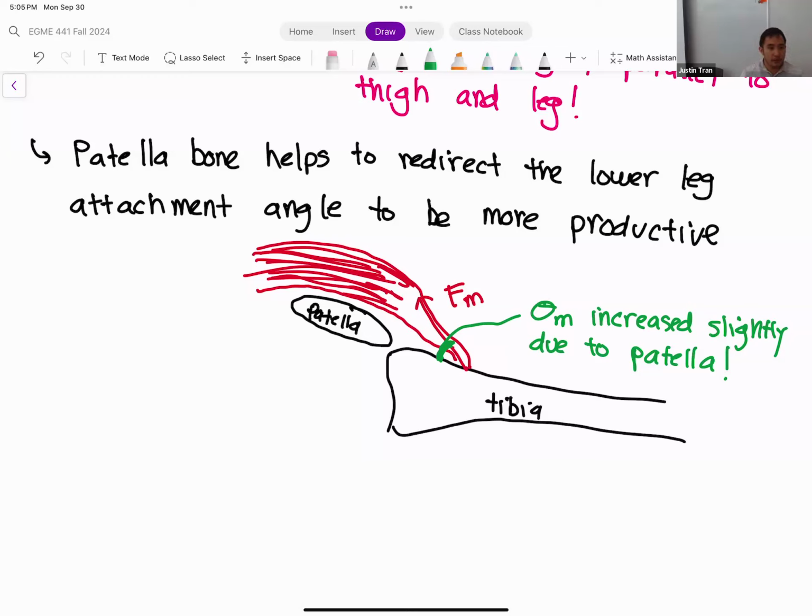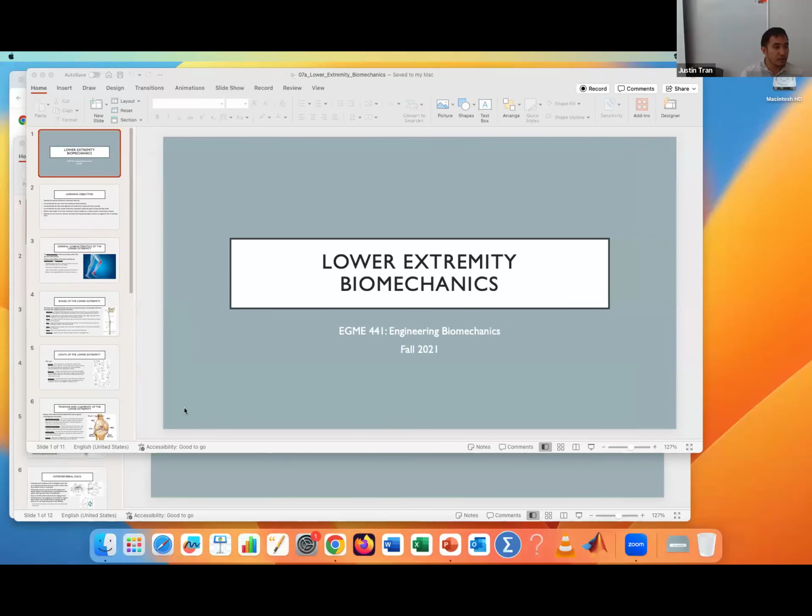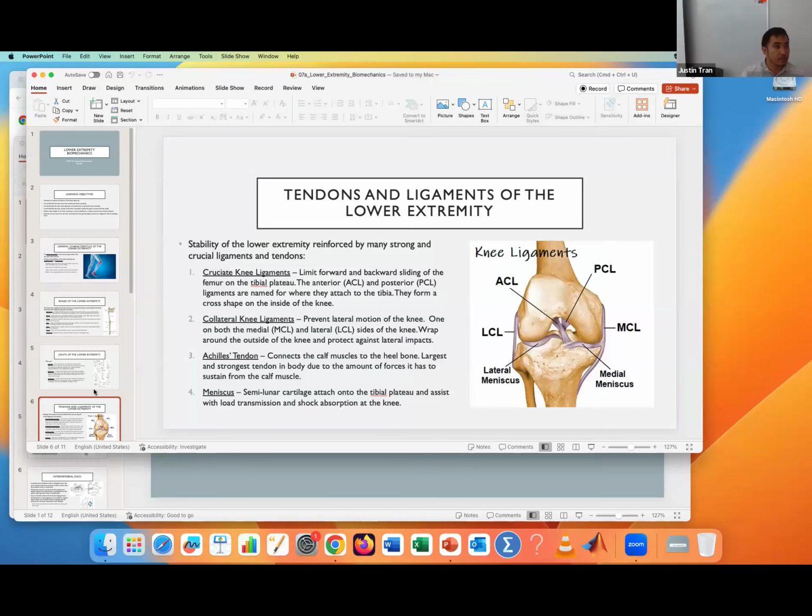switch my screen here. Oops. So switch to slideshow here.